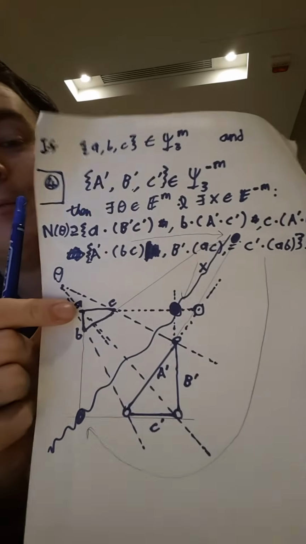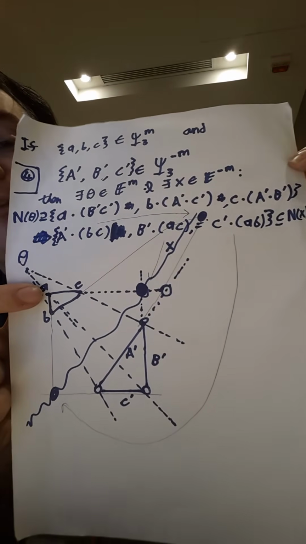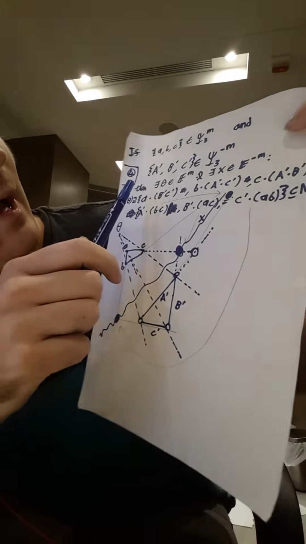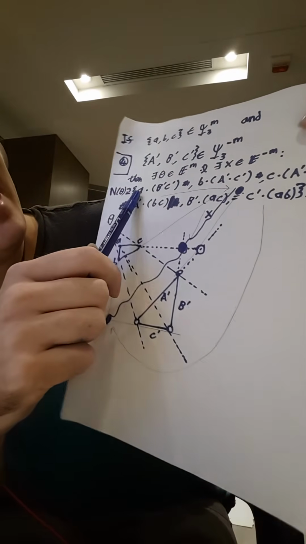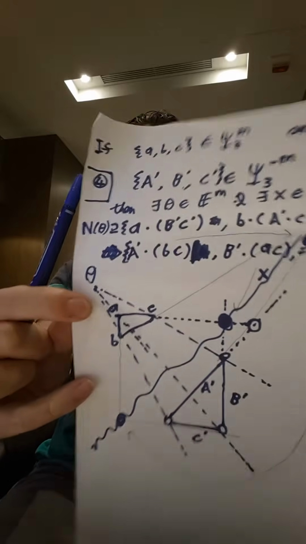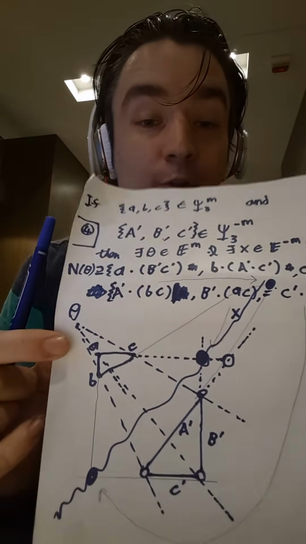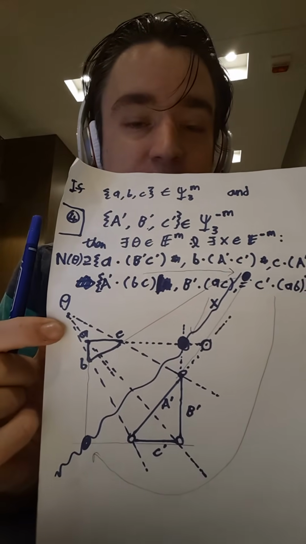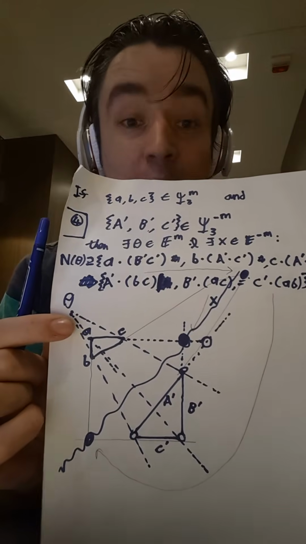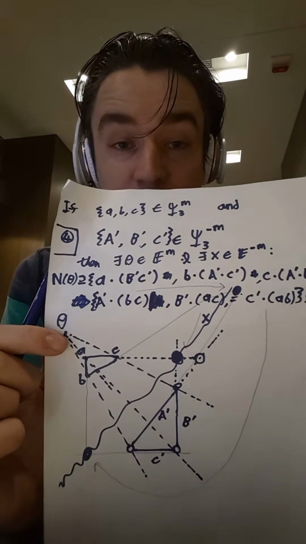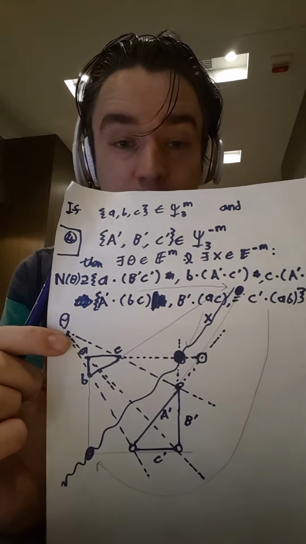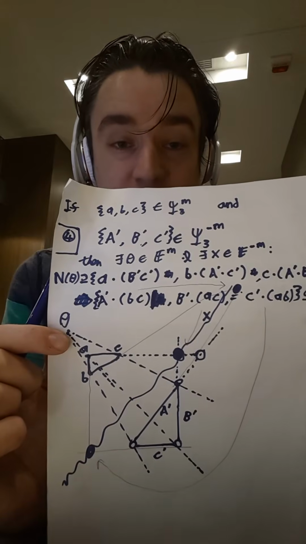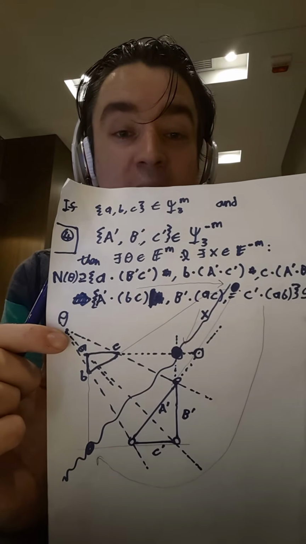Let me just hold this up to the camera. Maybe you want to pause it and think about it for a second. So for example, what does this say here? It's a dot B dash C dash. So what's little a dot big B dash big C dash? Well, little a is the vertex of that first triangle, and big B dash big C dash is the edge.